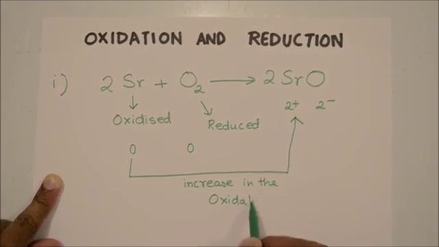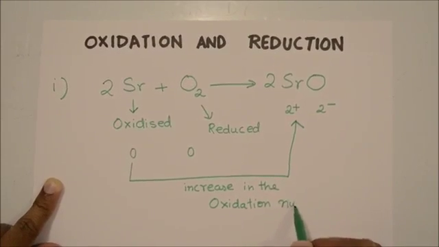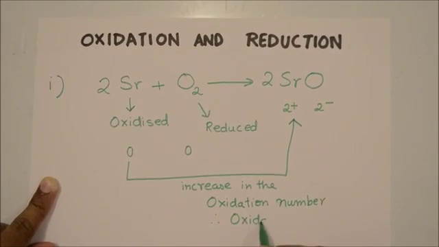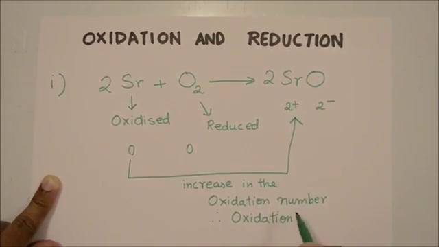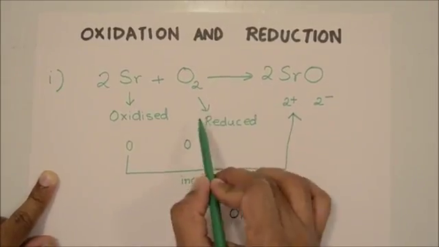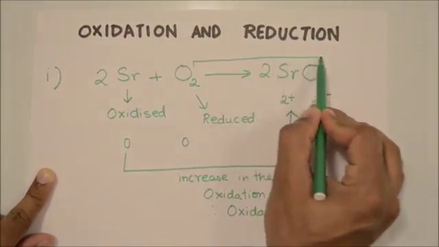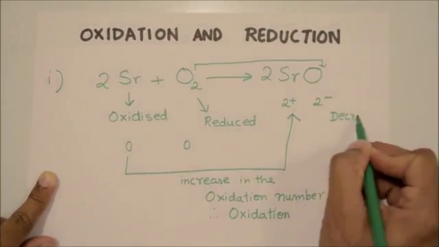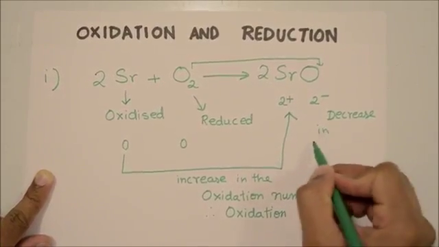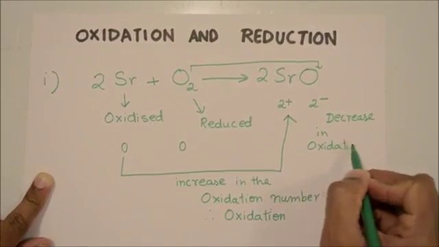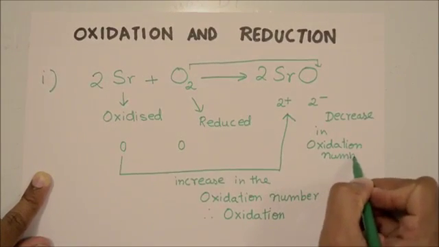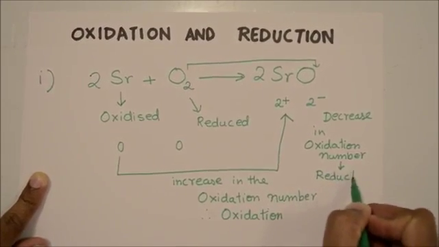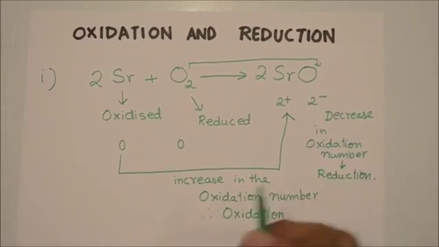We have learned that whenever there is an increase in oxidation number, it is an oxidation reaction. So we can easily tell that strontium is undergoing oxidation. Now if you look at oxygen, it has 0 at the beginning, but it has -2 after the reaction. So there is a decrease in oxidation number, and whenever there is a decrease in oxidation number, it is reduction. So strontium is oxidized and oxygen is reduced.